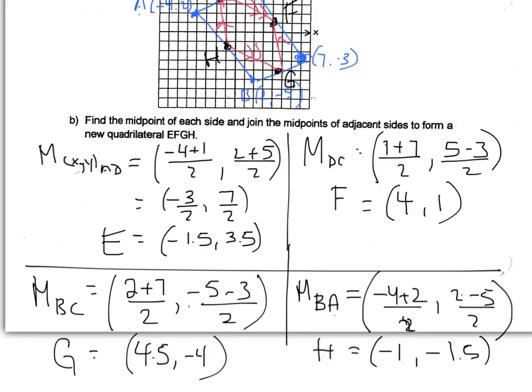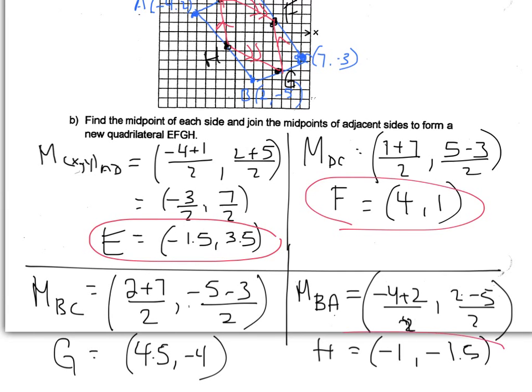Now, thinking about a parallelogram, we know that the characteristic of a parallelogram is that opposite sides are parallel. As soon as we hear the word parallel or perpendicular for that matter, we're going to want to calculate the slopes. So we're going to use the coordinates of our midpoints. We're going to use point E, point F, point H, and point G to measure the slopes of those sides to see if they are in fact parallel.